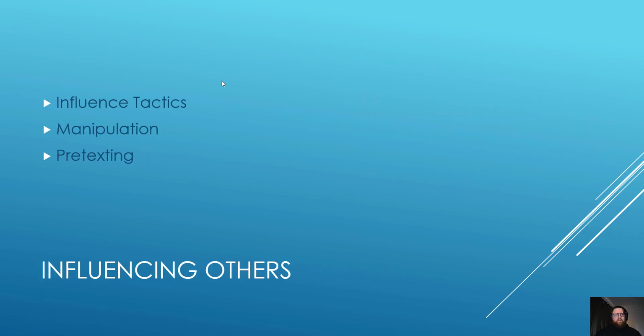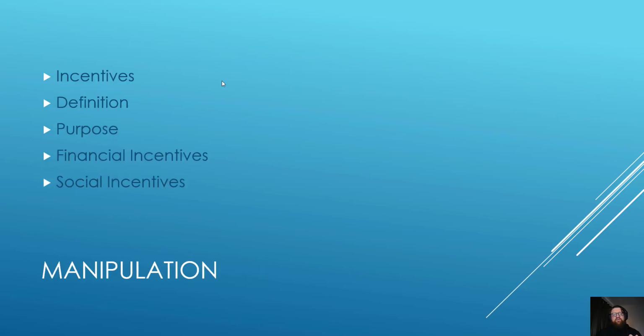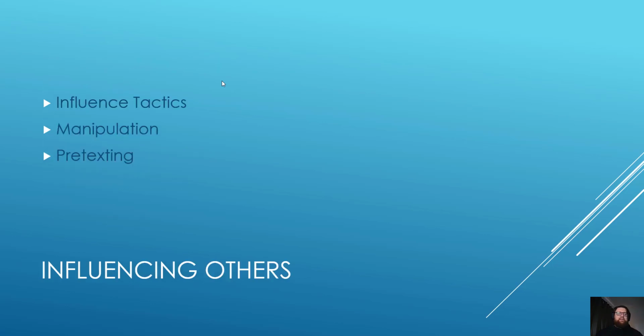So, influencing others: influence tactics, manipulation, pretexting. Influence tactics: authority, commitment and consistency, concession, liking, obligation, reciprocity, scarcity, and social proof. Manipulation: incentives, definition, purpose, financial incentives, and social incentives.